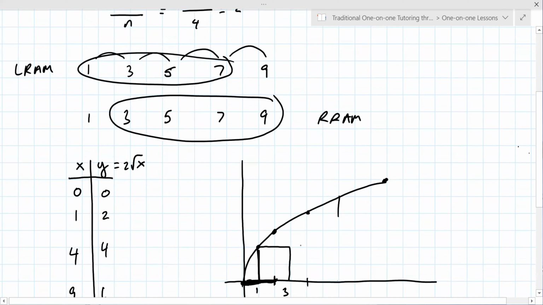So from 1 to 3. Then at 3, you go up and hit the curve wherever that is, and you go right. Then there's 5, and at 5 you go up and hit it, and that's 7. You stop when you have 4 rectangles. It is possible that a rectangle won't have any height, but this is for LRAM. This is your LRAM graph.